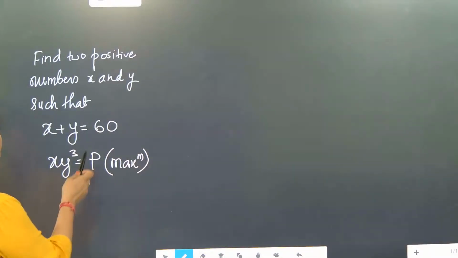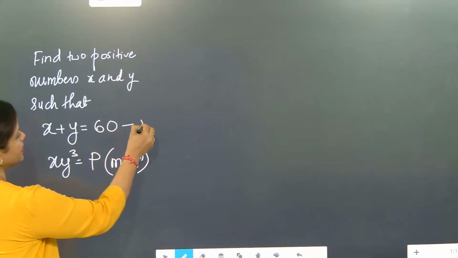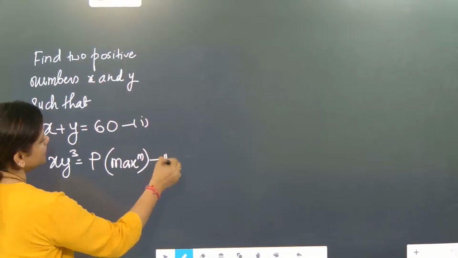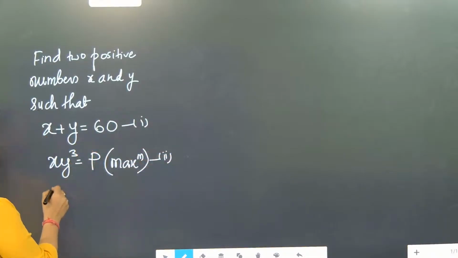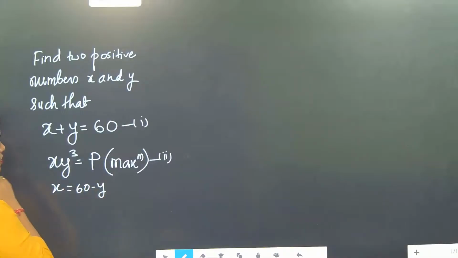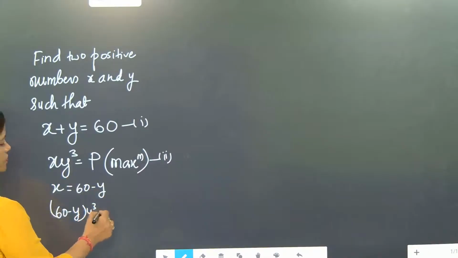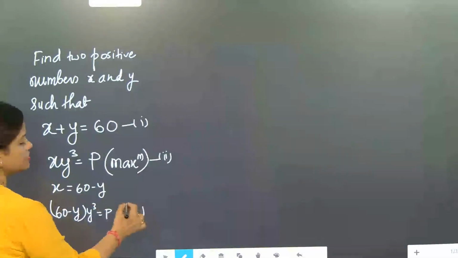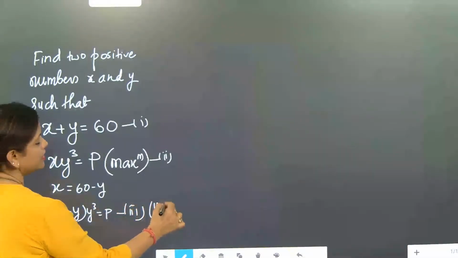Shall we substitute x? This will become equation 1 and this will become equation 2. So here x is equal to 60 minus y. We can do it like this: x is equal to 60 minus y. So it will come 60 minus y into y cube is equal to p. This will become equation 3. How? Using equation 1 and 2.